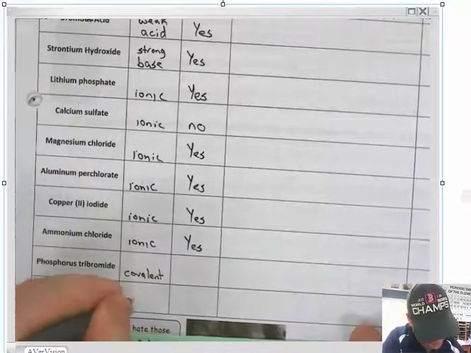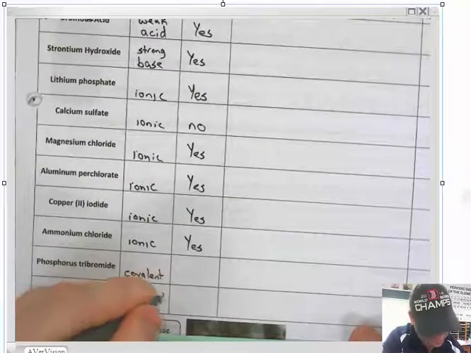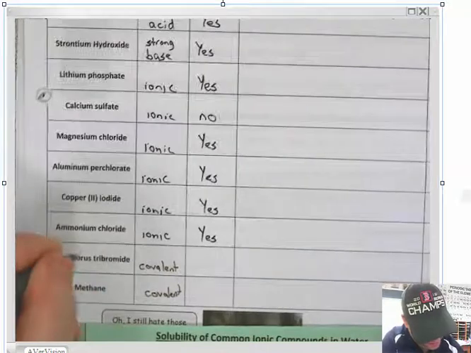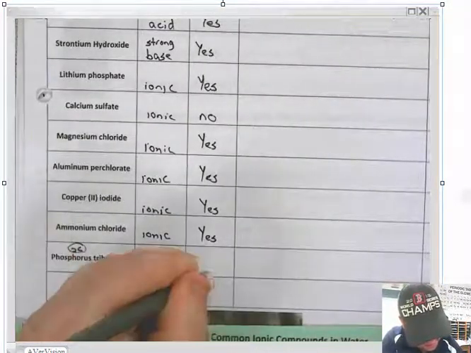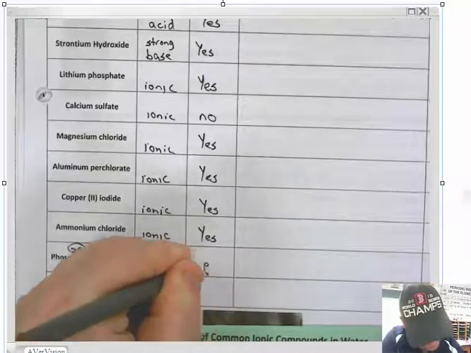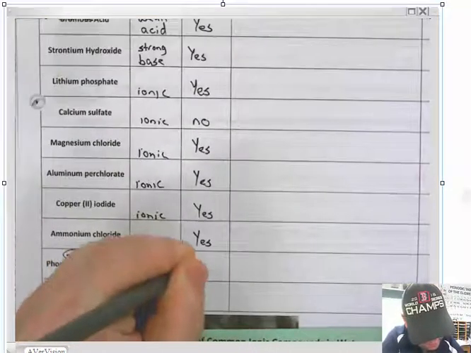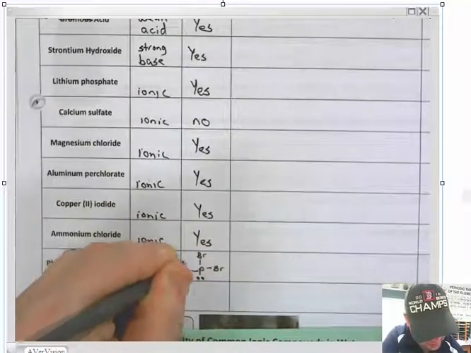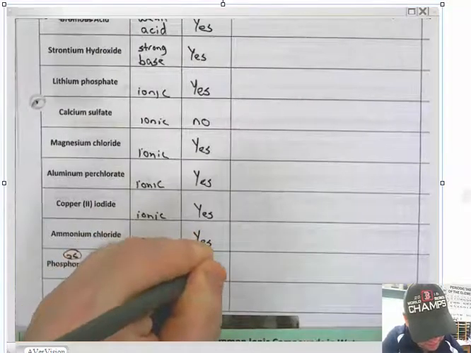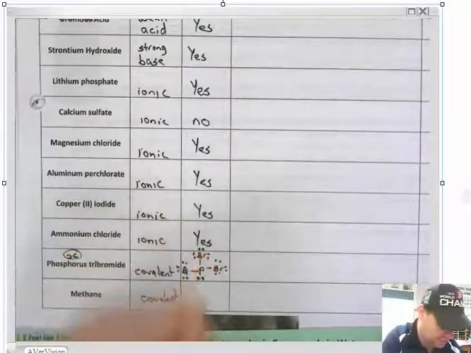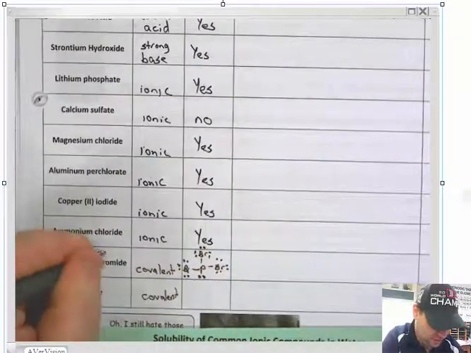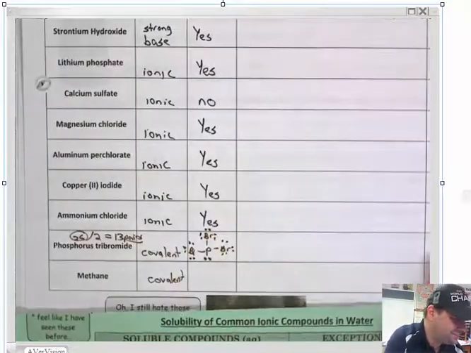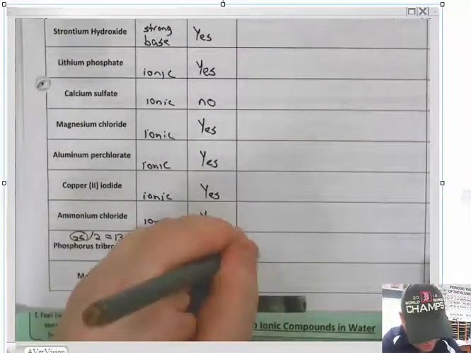Methane is covalent as well. Remember, to figure out if these are soluble, you have to draw the Lewis dot structures. So for phosphorus tribromide, you have 26. Remember, you bond your 3 bromines first. 1, 2, 3, 4, 5, 6 pair, 7 pair, 8 pair, 9 pair, 10 pair, 11 pair, 12 pair, 13 pairs. Because 26 divided by 2 is 13 pairs. That's how I got that really fast. So this is actually polar, so yes, it's soluble.